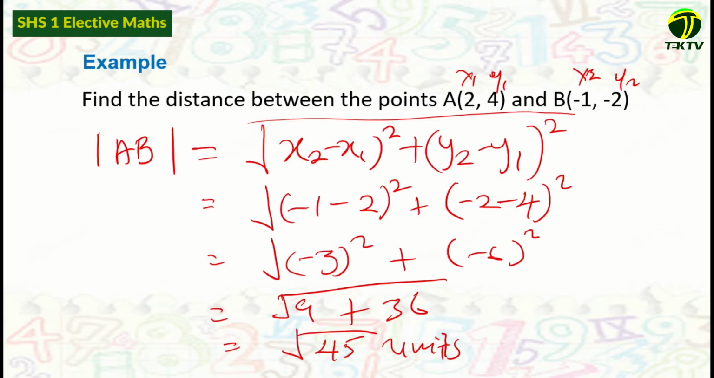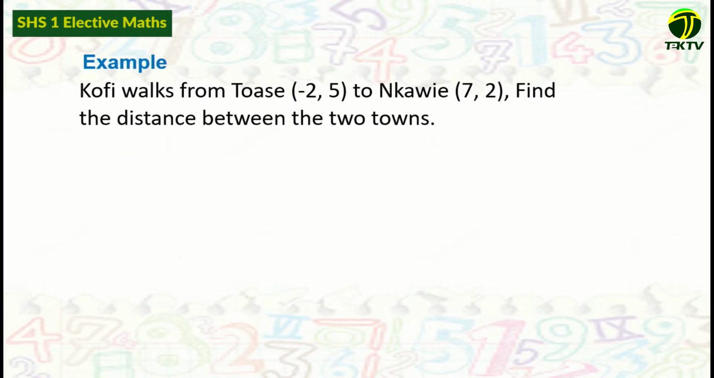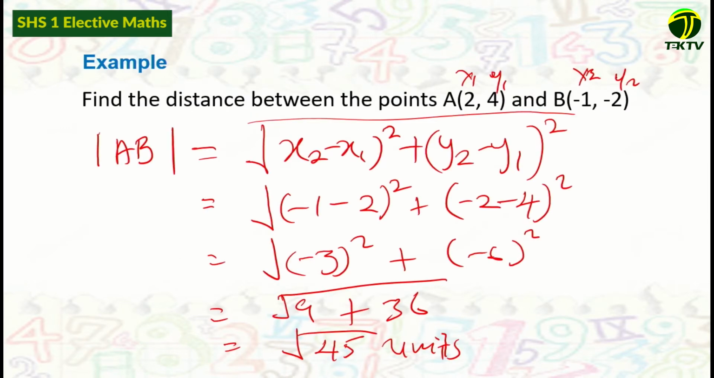Root of 45 units. In a simplified form, root 45 becomes the same as 3 root 5 units. You see how simple it is.